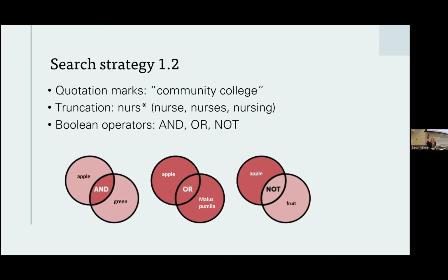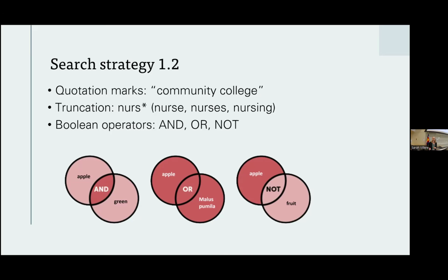Truncation is where you add an asterisk to stand in for different letters. This is a good way to help pull different variations of a word without having to write them all out. So if I searched for NURS with the truncation asterisk, then it's going to find results with the word nurse, nurses, nursing. That can be really helpful because you don't have to write out all of those searches. The database will do that for you.